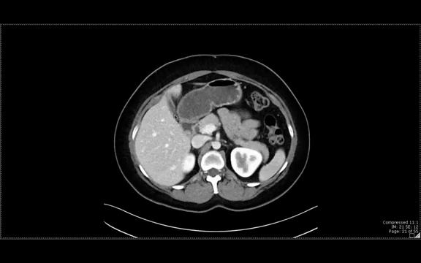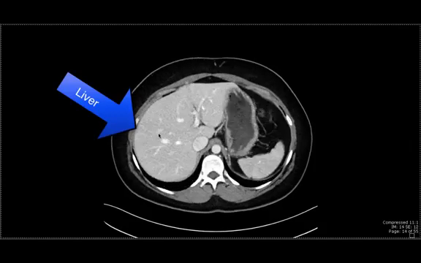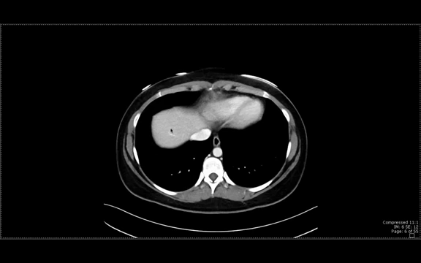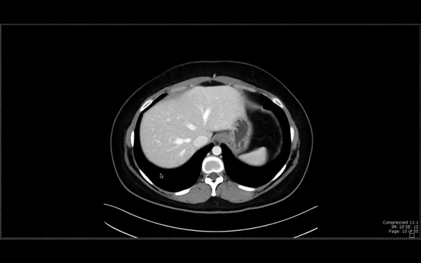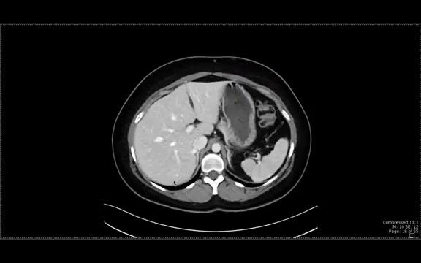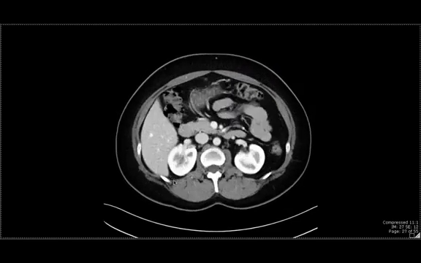Now in the right upper quadrant, we can see this sort of oval shaped structure here. It's a little bit underdistended, but that's going to be the patient's gallbladder. And of course, surrounding the gallbladder is going to be the liver. So we're going to scroll up and see the liver, and down again. We see the liver dome over here, and we can see this whole structure over here is going to be the liver with multiple vessels running through it.